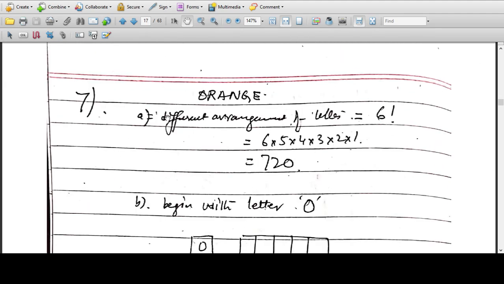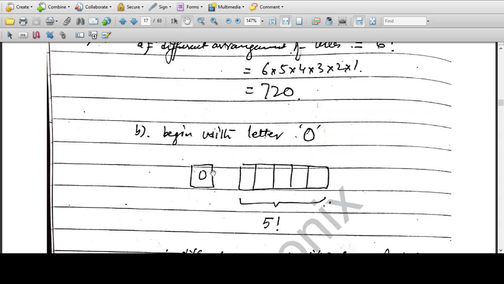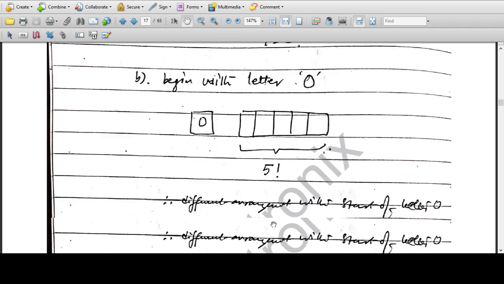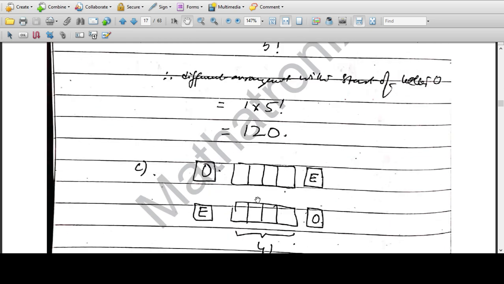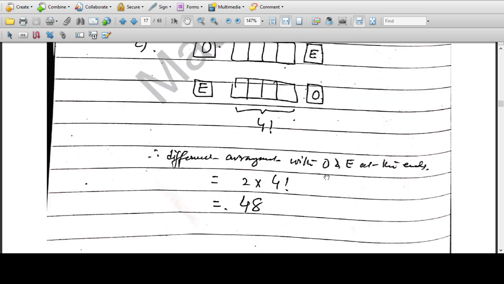So we have ORANGE and different arrangements of these 6 letters. So 6 factorial. Beginning with O, O is fixed here, so the remaining 5 letters can be arranged in 5 factorial ways. So 5 factorial is the answer. And for O and E at the ends, so this is fixed. O and E may be arranged in 2 ways, and the rest in 4 factorial. So 2 into 4 factorial is 48.